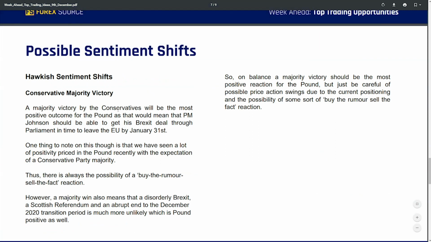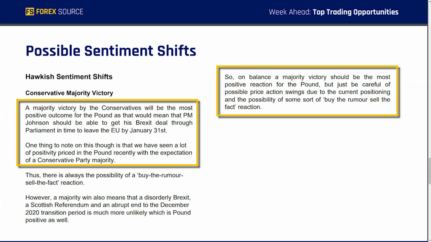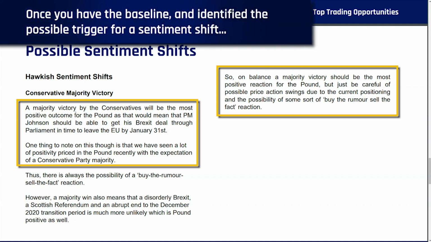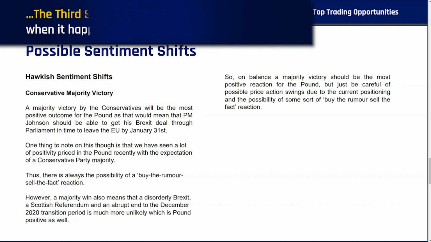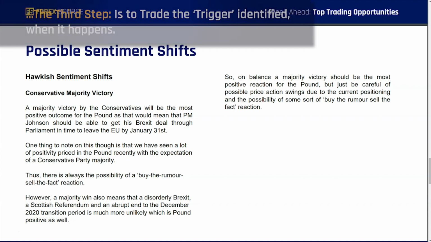Now, in the report, we can see that we highlighted that one of the most hawkish shifts from this election would occur if the Conservative Party won the election by a majority, and that such an outcome would be the most positive reaction for the pound from the UK election. Now, after this, all we needed was the actual trigger. In other words, the sentiment shift that we identified ahead of time to actually take place.